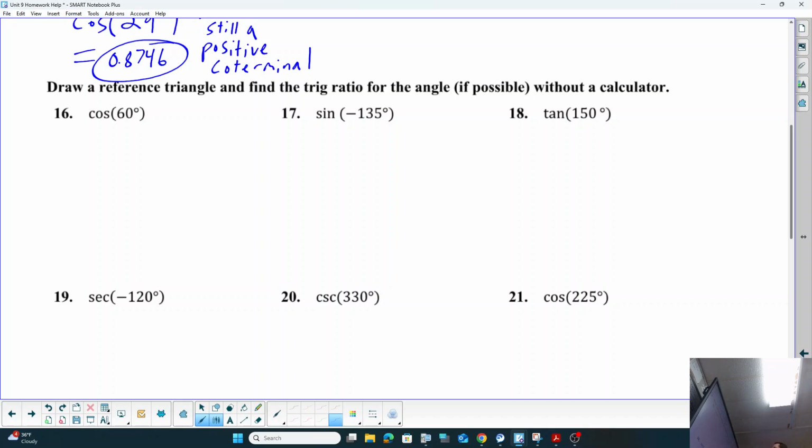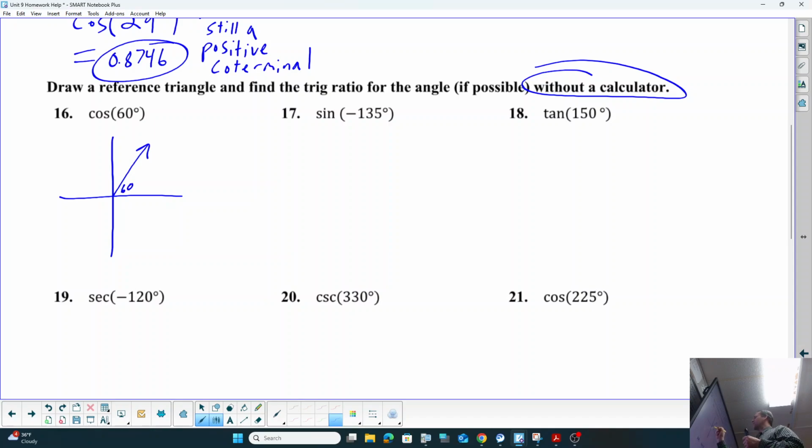Okay, draw a reference triangle and find the trig ratio. There we go. Without a calculator. So give it a try. Here we go. We got 60 degrees going on, which is right about here. So that's 60 degrees, 30, 60. This is a 30, 60, 90 degree triangle. You need that information to do these problems. So we're going to go ahead and draw a triangle like that.